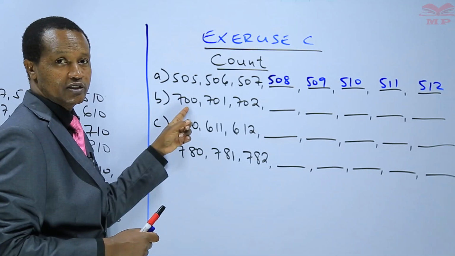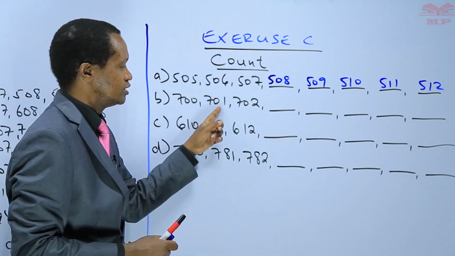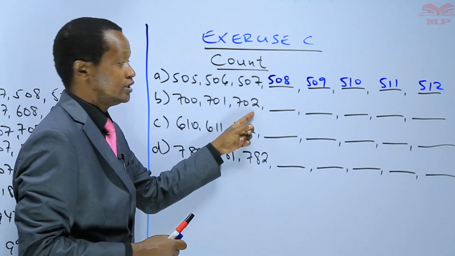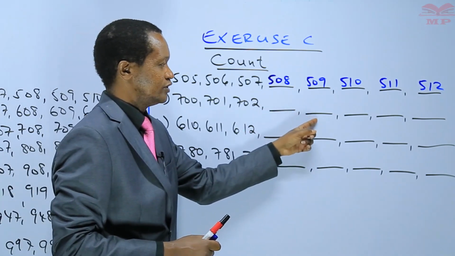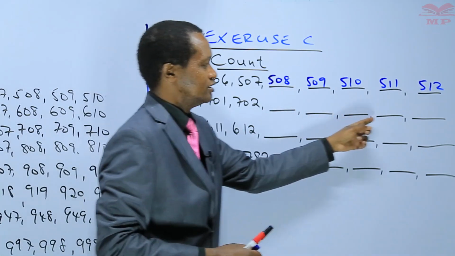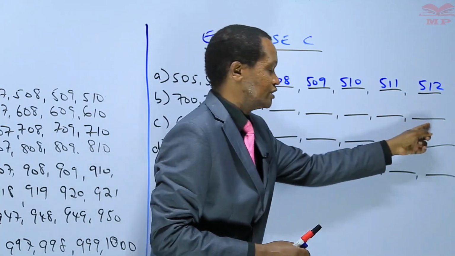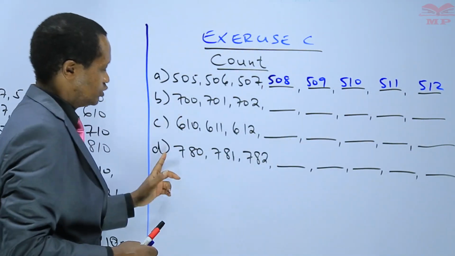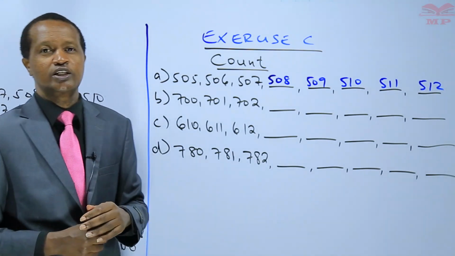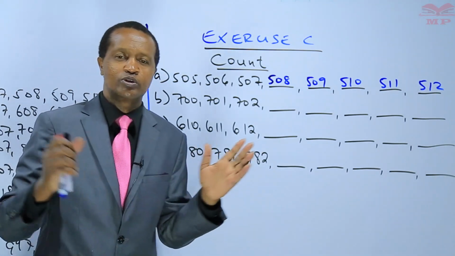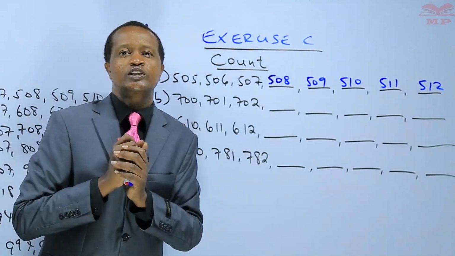From 700, we move on to 701, we move on to 702. Then I want you to fill in here, fill in there, fill in this blank, fill in that blank space. Then do the same for C and D. Learners, that is your today's assignment. And that will mark the end of our today's lesson.